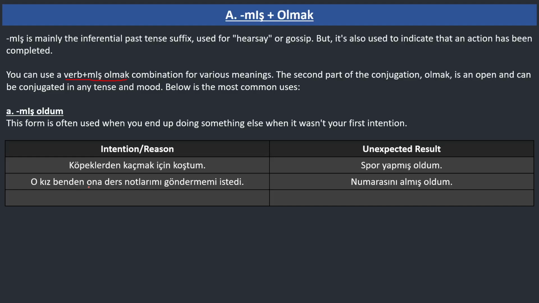Yes, that is correct. It makes sense. You guys are getting the grasp of this. Unintended results. Yes. Türkçe öğrenmiş oldum. For example, I fell in love with a Turkish person. I didn't really intend to learn Turkish, but talking to my partner, I ended up learning Turkish. Türk birisine aşık oldum ve Türkçe öğrenmiş oldum. So it kind of has a "thanks to that" or "as a result of that" meaning.